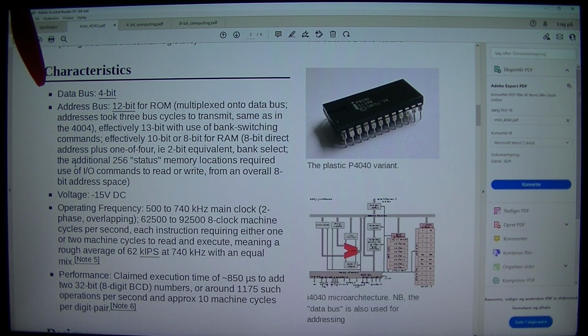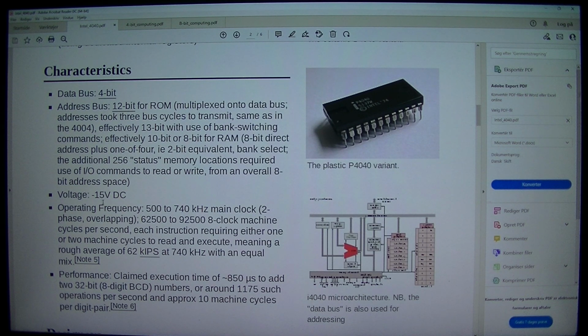Characteristics. Data bus, 4-bit. Address bus, 12-bit for ROM, multiplexed on the 4-bit data bus. Addresses took 3 bus cycles to transmit, same as in the 4004, effectively 13-bit with use of bank switching commands, effectively 10-bit or 8-bit for RAM, 8-bit direct address plus 1 of 4, i.e. 2-bit equivalent, bank select. The additional 256 status memory locations required use of I/O commands to read or write, from an overall 8-bit address space.